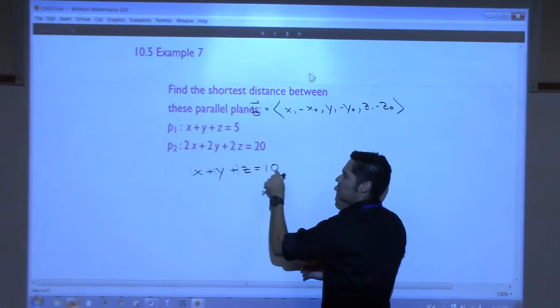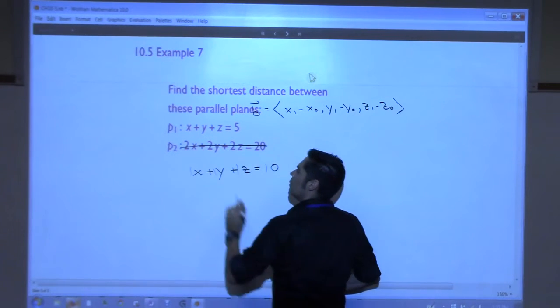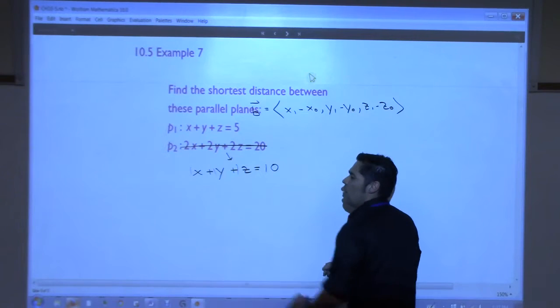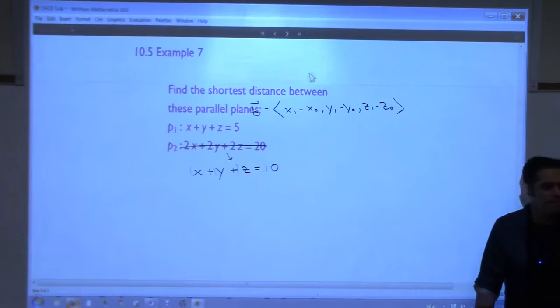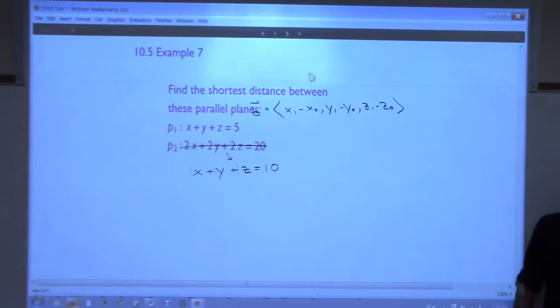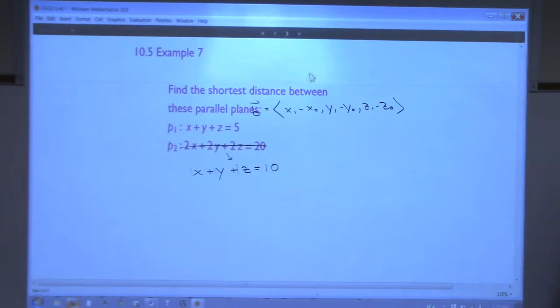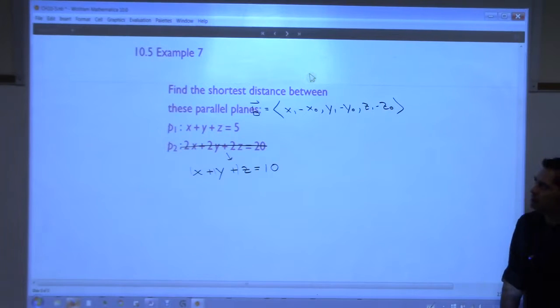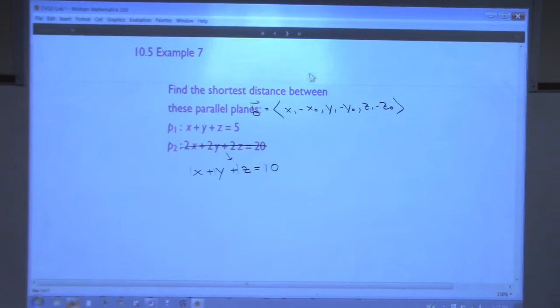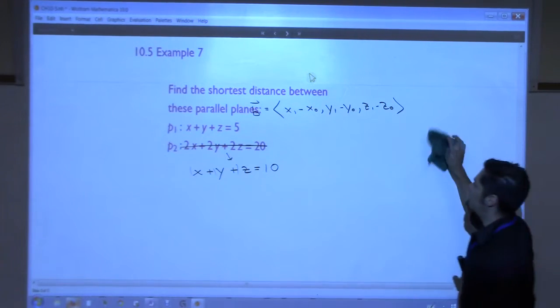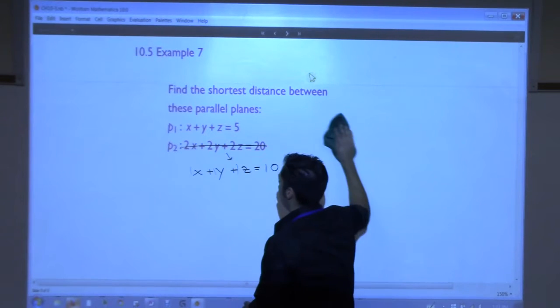Right? 5, 10. Forget this one. I rewrote that one to here. They say, oh, the distance between the planes must be 5. That's wrong. That would be way too easy. And it's incorrect. So, how would you do this? Anyone have any ideas?